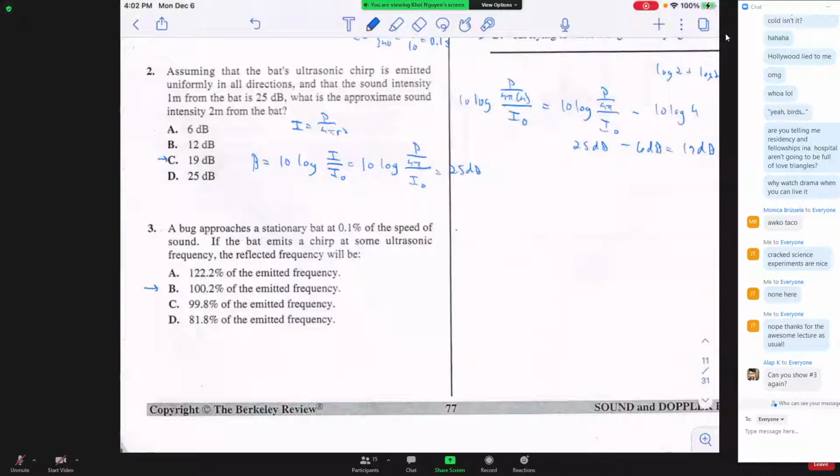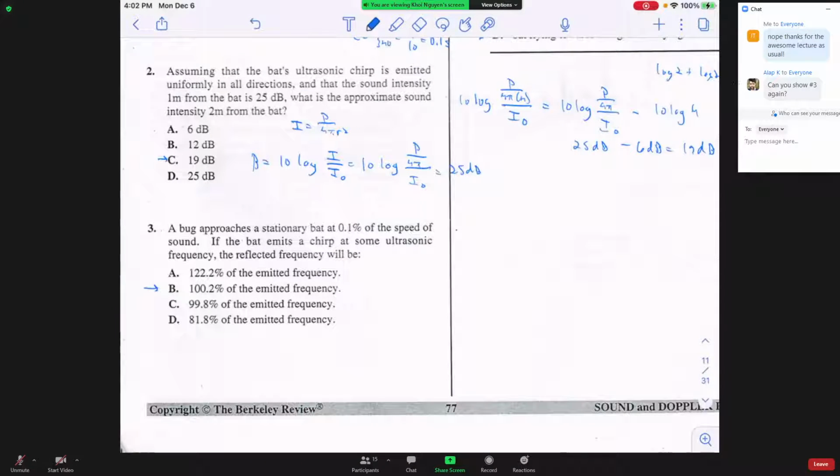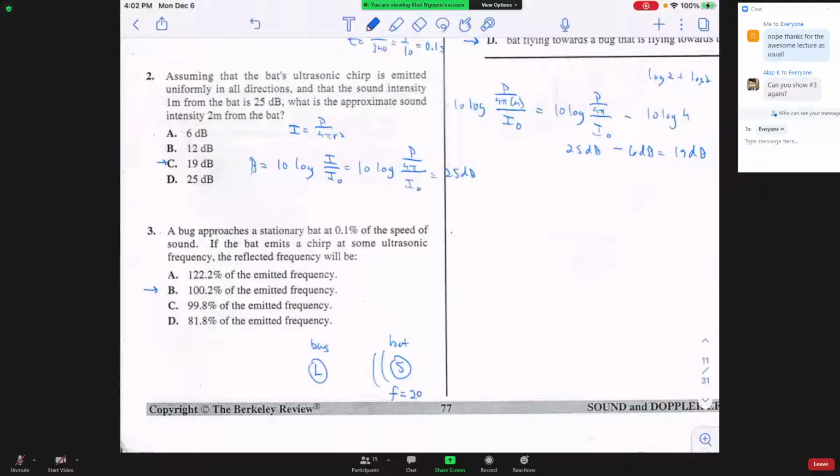Number 3: a bug approaches a stationary bat. So the speed of sound, if the bat emits a source. So the bat is the source, and the bug is the listener. So this is your bug, and this is your bat. An ultrasonic frequency is something above 20,000 hertz. And the bug is approaching at a speed of 0.34 meters per second, really slow.